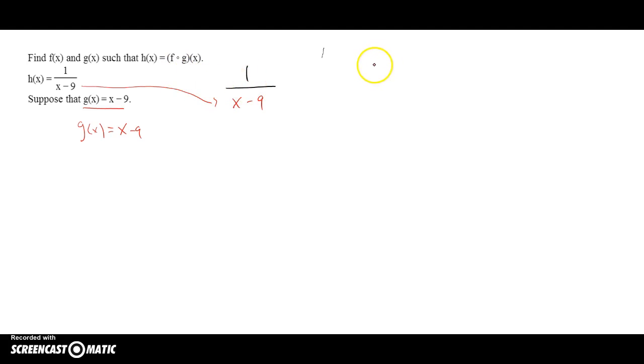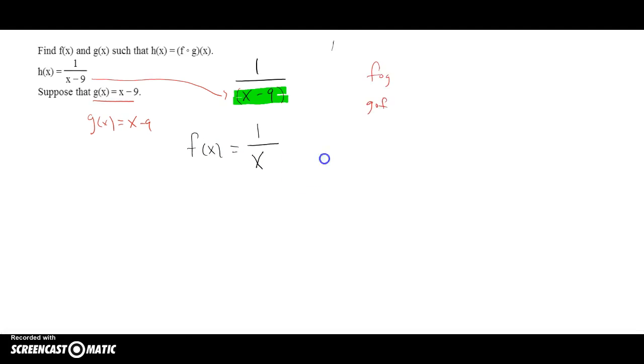In some of the other problems, you had to go find f of g or g of f. Here they're giving it to you composed, and it's asking, how do we work backwards to find our original function? Well, what we end up doing is, you just figure out whatever is the g of x, take that out and replace it with x. So since I'm going to take this whole x minus 9 out, we have to replace that with x. And so that's how we know that f of x is equal to 1 over x.